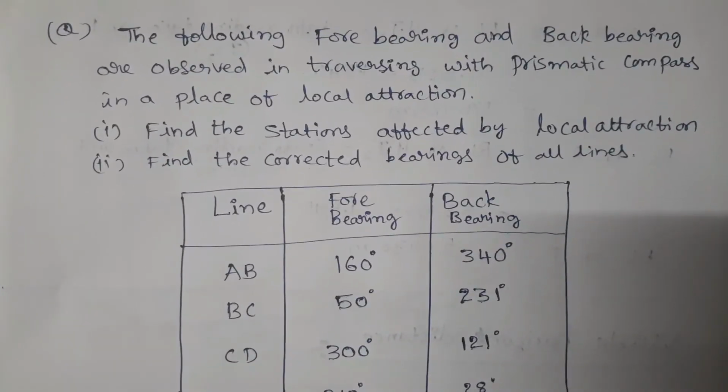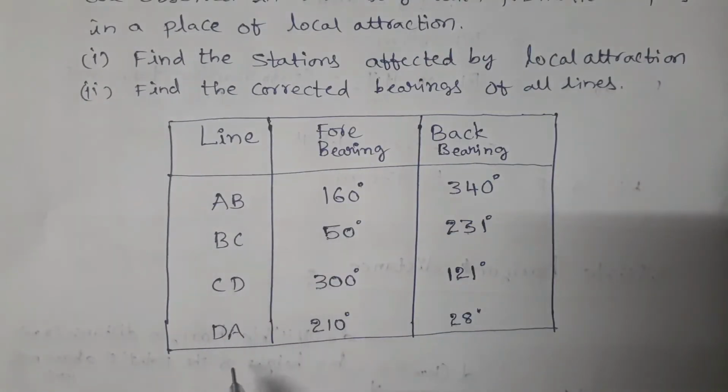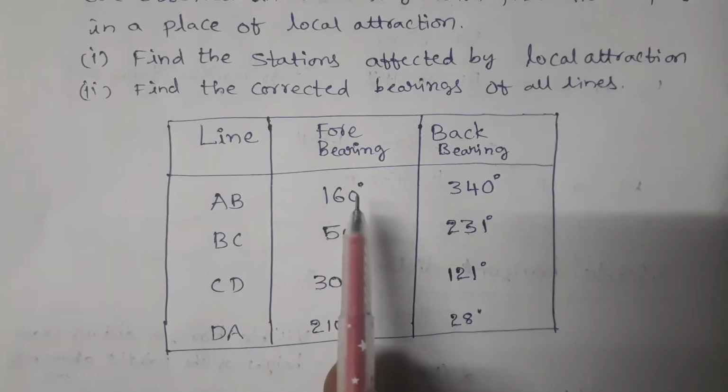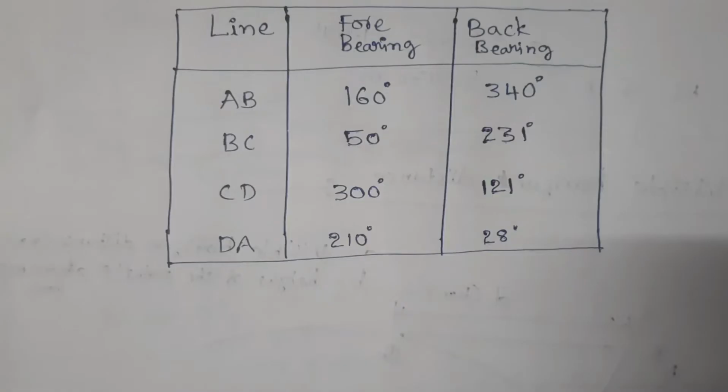The question is: the following forebearings and back bearings are observed in traversing with a prismatic compass in a place of local attraction. Number 1, find the stations affected by local attraction. Number 2, find the corrected bearings of all the lines. Lines AB, BC, CD, DA are given, and their corresponding forebearings and back bearings are given in this table. From this table, we can draw the forebearings and back bearings of all the lines.